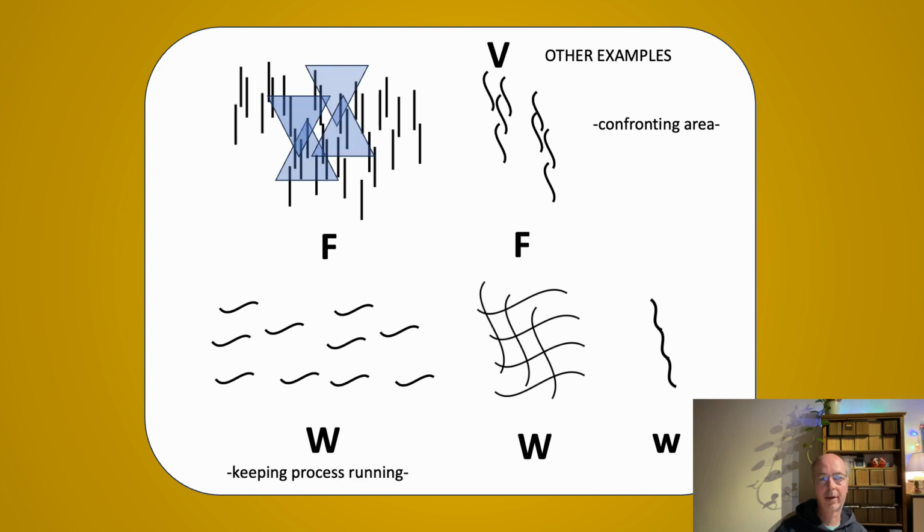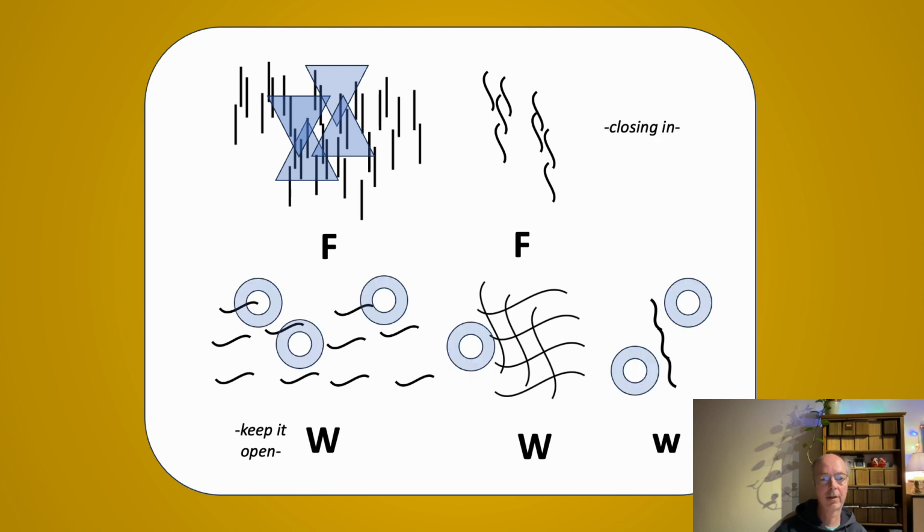Very different with the F as the filter. It will look for the confrontations. The W will keep the process open. That's the main difference. So, I will show you some waves with these two differences.